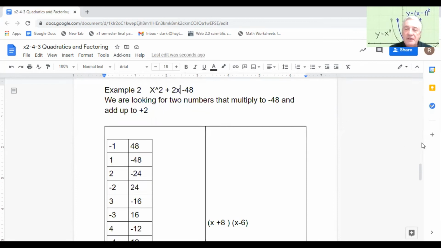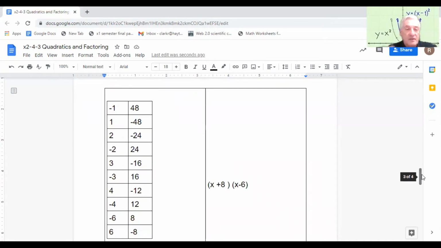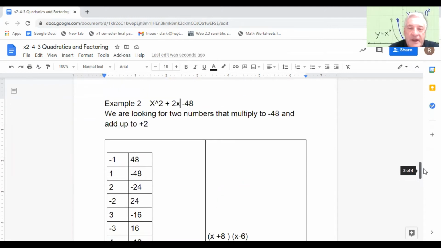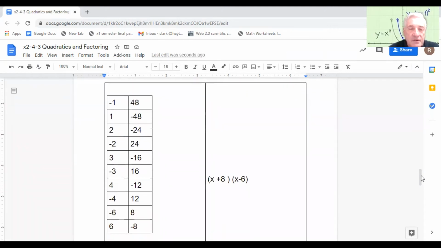In the meantime, for the whole class, including Cowboy who needs the help, I've got all the factors of 48 up there. All the factors of negative 48 are in that table. And now you ask yourself, what do we need to add it up to? We need to add it up to positive 2.